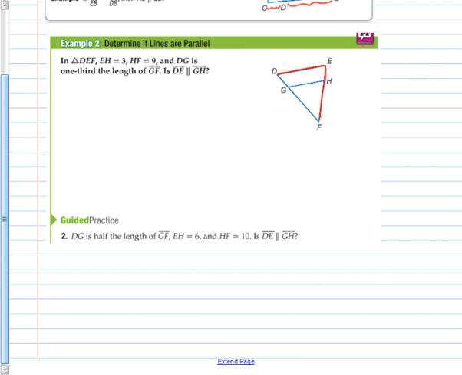So that is the big one. Triangle DEF. If EH is 3, and HF is 9, and DG is 1/3 the length of GF. So I need to figure out some way to label these things. Can you come up with some way I can label it? GF is equal to X, DG is 1/3 X. That would work. Can you think of another way I could have labeled those two? I could have said, well, DG is X. And then what would I call GF? 3X. You got it. Either way will work for us.